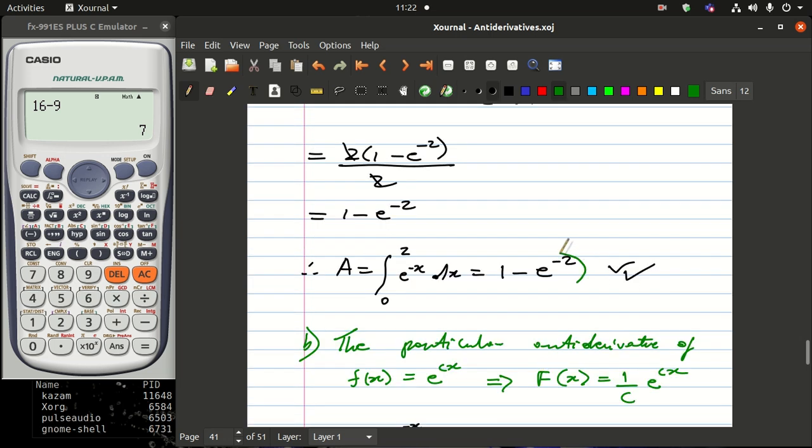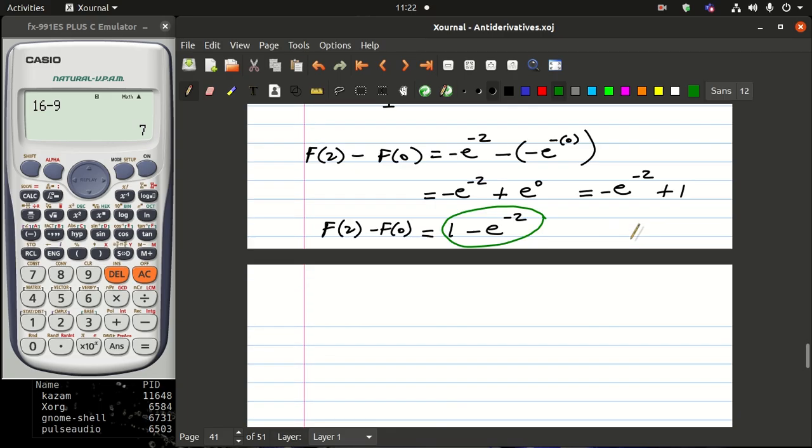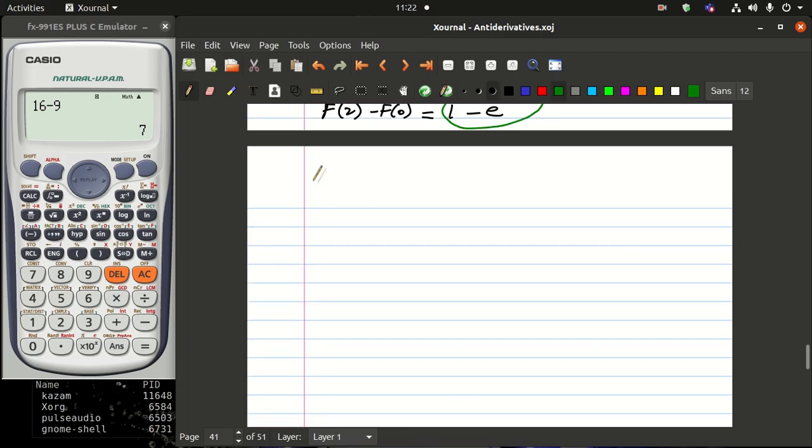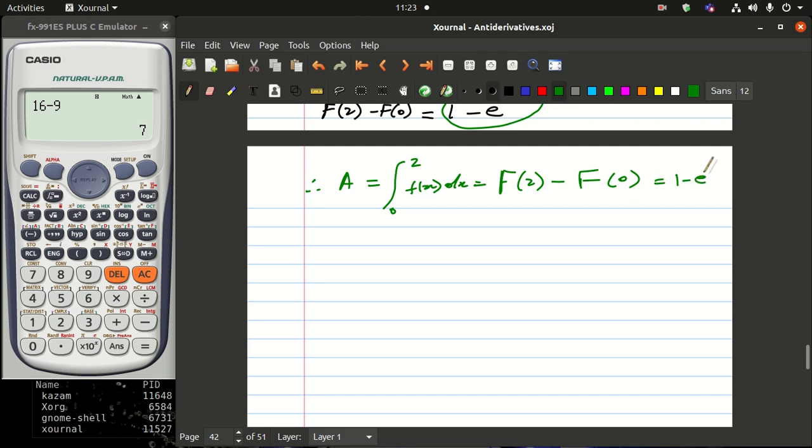It is actually the same as that. So our calculations are correct, and also our conclusion is correct. That is, you can see now that our area, which is the integral from 0 to 2 of our given function f of x dx, is simply the capital F of 2 minus the small f of 0. So that is what we actually ended up getting.